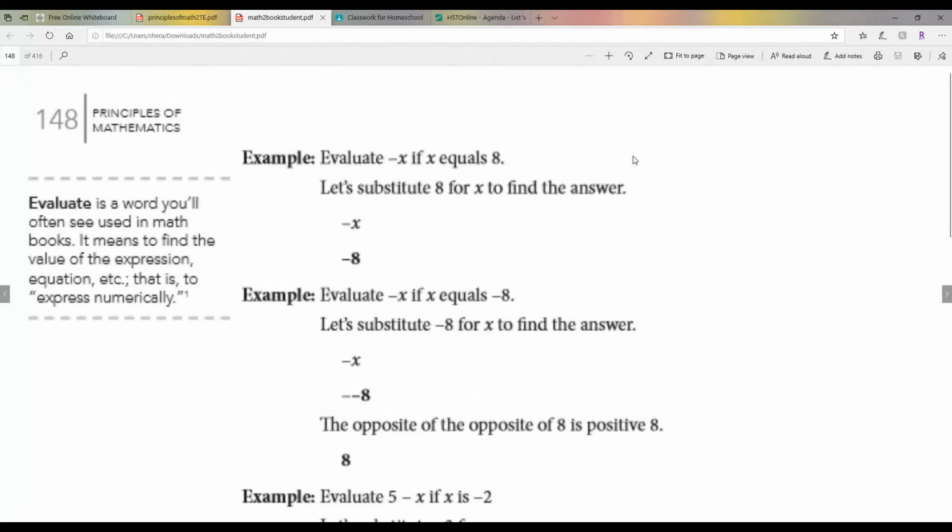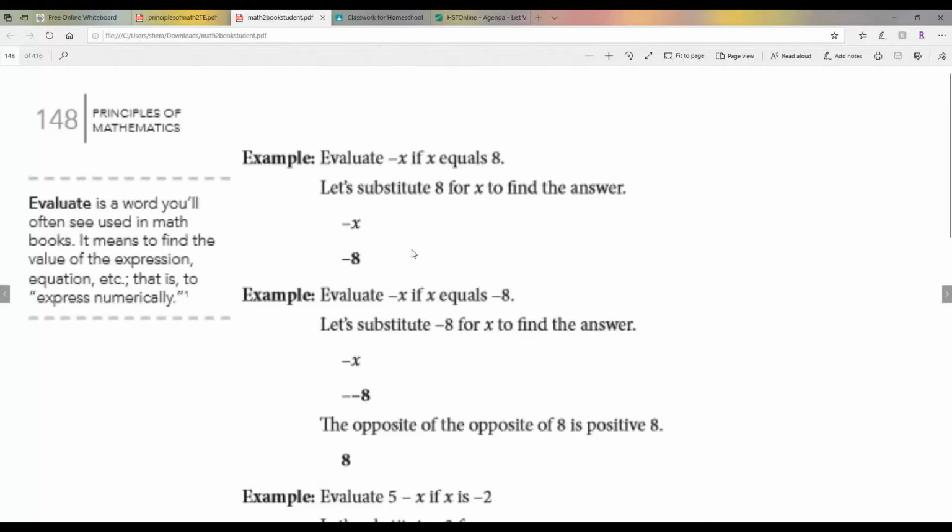Let's look at an example. Now you're going to see the term evaluate a lot. It's just a word, an expression that means just do the problem. So evaluate negative x if x equals 8. So we're going to substitute 8 for x to find the answer. So negative x, substitute 8, you get negative 8.